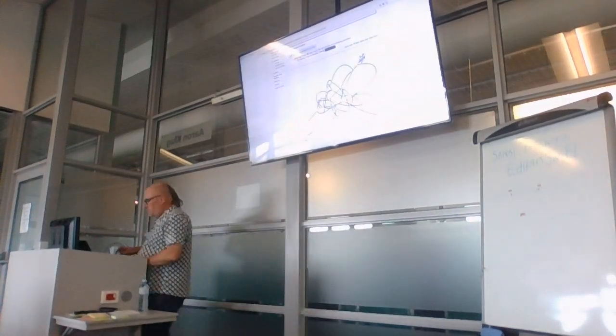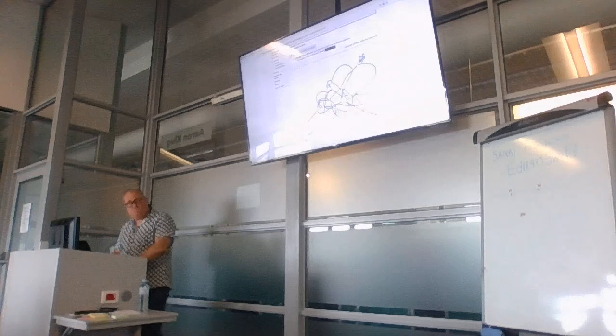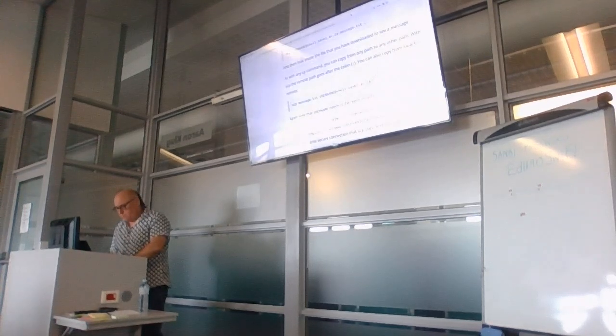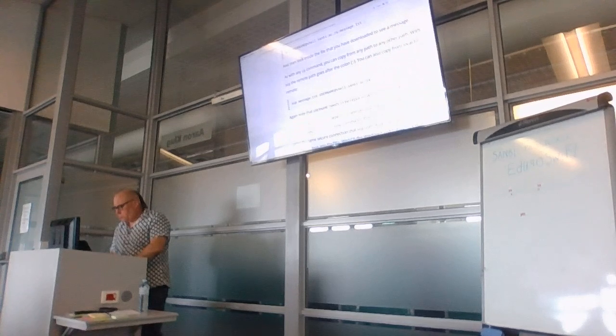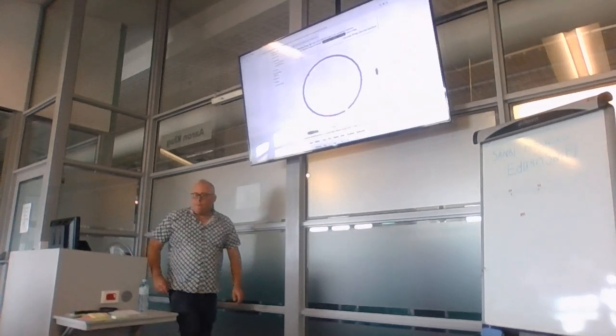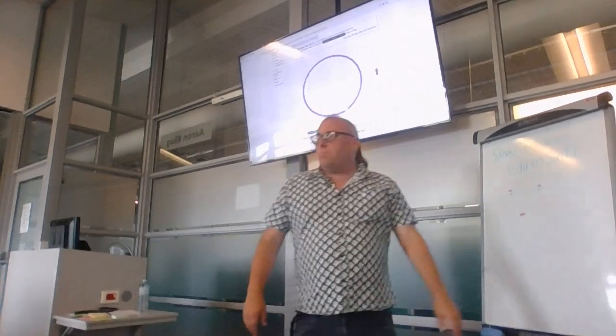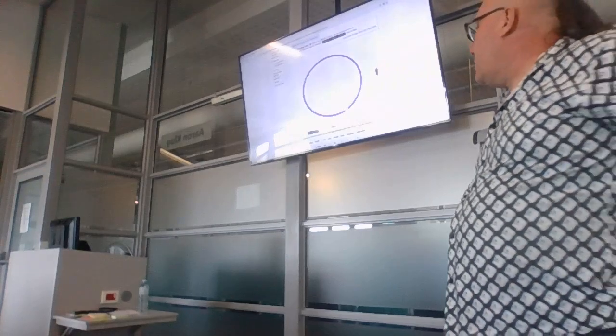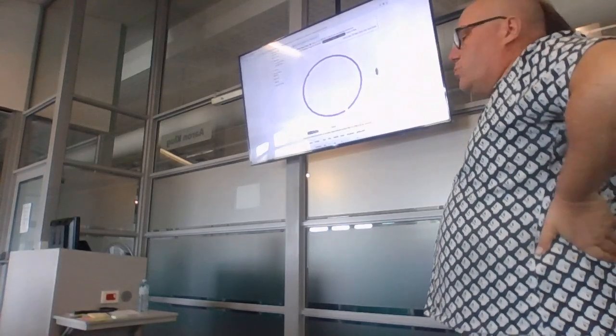What we would like to see, if my mouse can operate, is pretty much one circular chromosome, okay? And this is done using nanopore reads, okay?